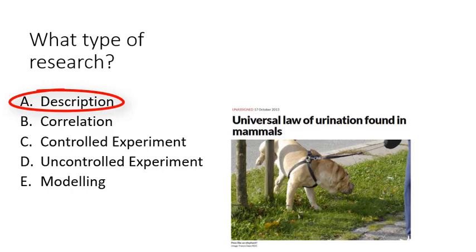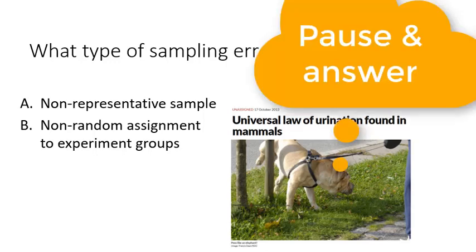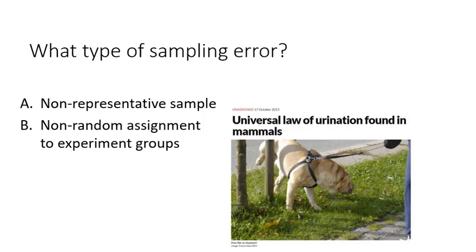Now, the important thing is that their conclusion included the statement that this average could be used for humans to determine whether or not they needed to visit a doctor about a urinary problem. What type of sampling error is occurring? Is it a non-representative sample, or is it a non-random assignment for experiments? This should be easy. Since this is not an experiment, this would be a problem with a non-representative sample.